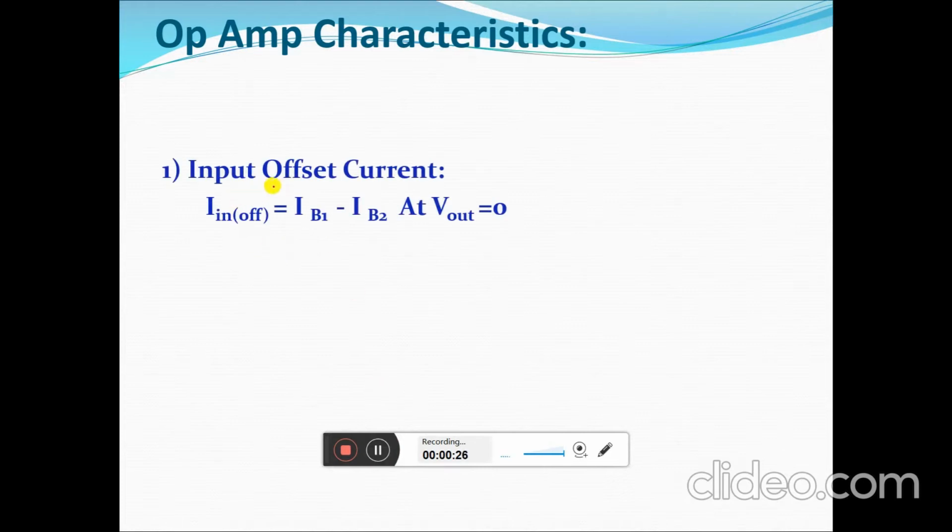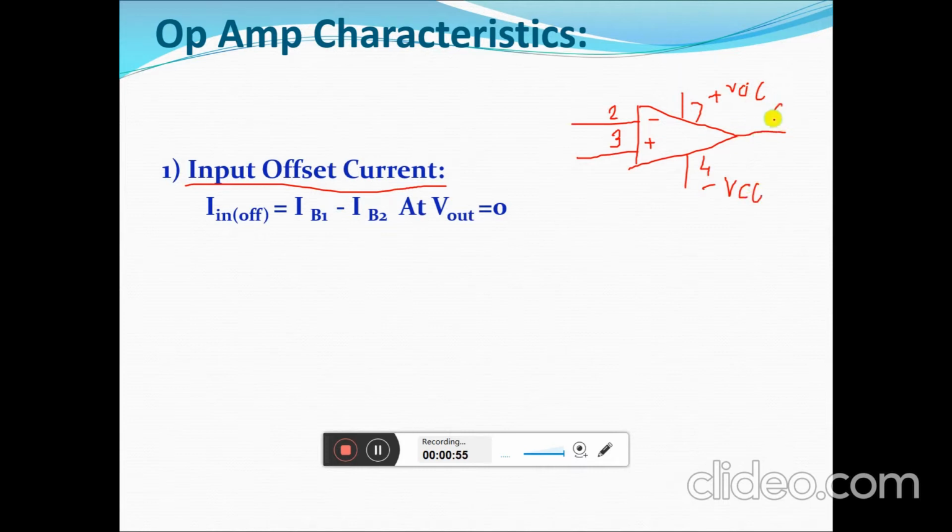The first property is the input offset current. What is meant by the input offset current? This is the operational amplifier circuit symbol. It is the negative terminal, it is the positive terminal. Pin number 2 is there, pin number 3 is there. Here we require pin number 7 and pin number 4. Pin number 7 is required for plus VCC, pin number 4 is required for minus VCC, and pin number 6 is the output.